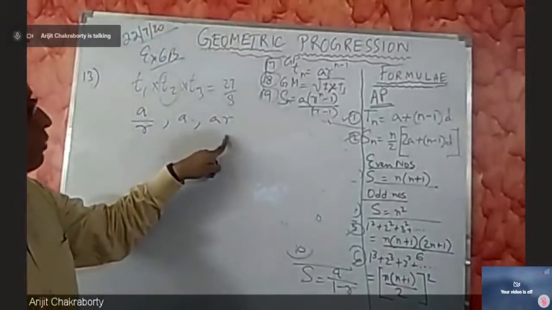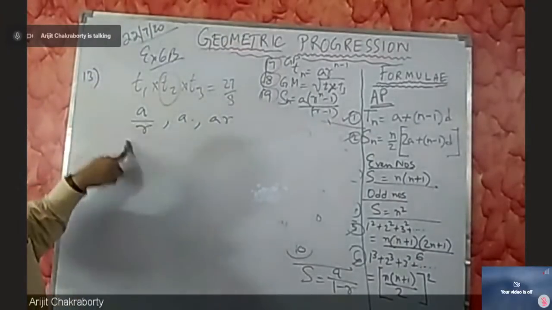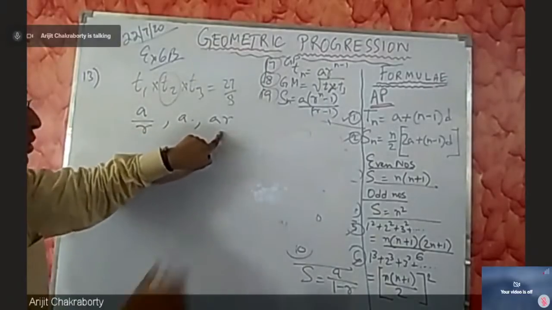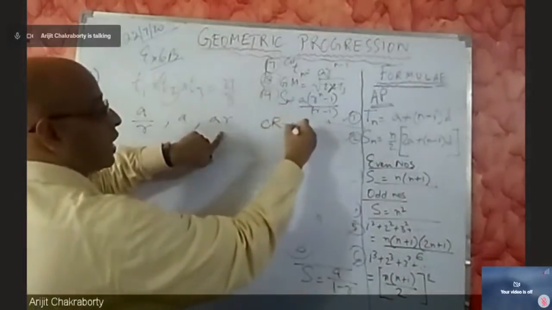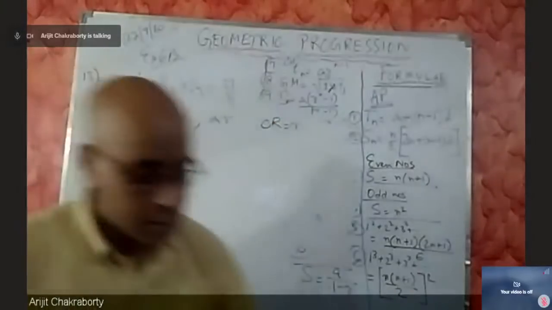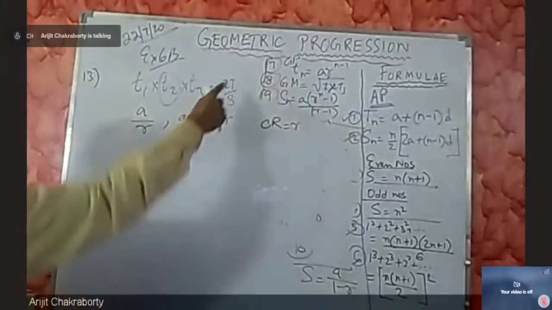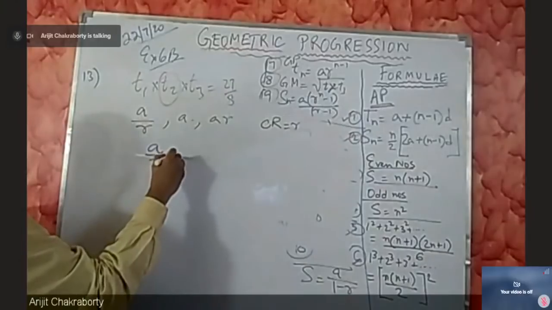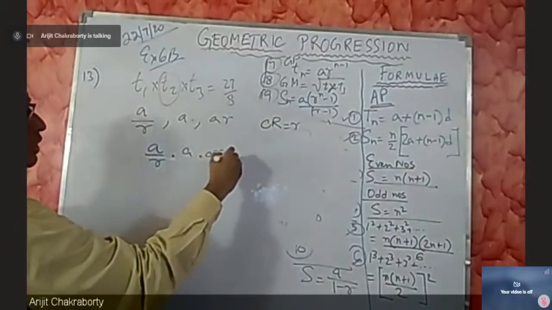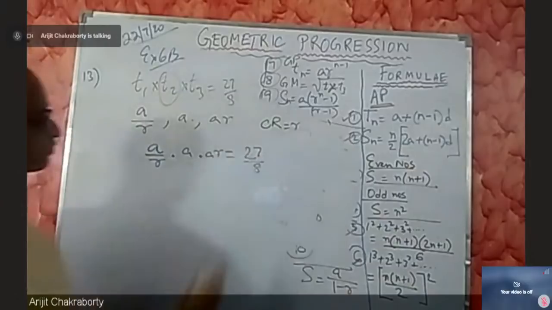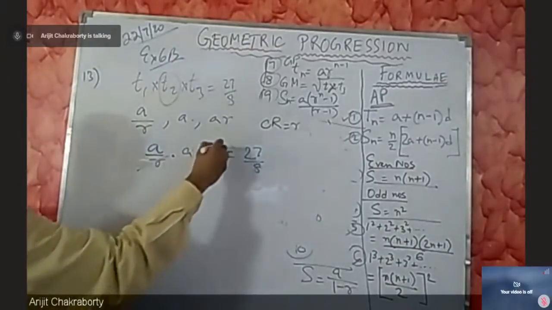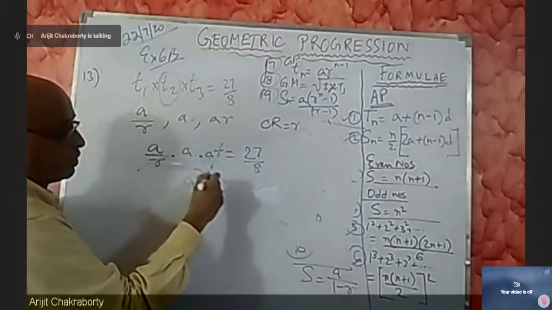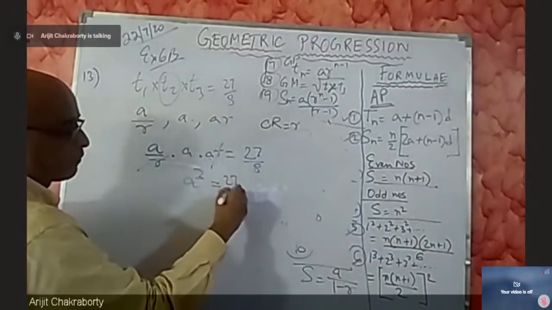You can see the common ratio is R because A by R into R gives you A and A into R gives you AR. So here the common ratio I have taken is R. Now you have to find out the product. The product is given 27 by 8. So I take A by R into A into AR equal to 27 by 8. So here R cancels with R. I have A into A, that is A cube equal to 27 by 8.